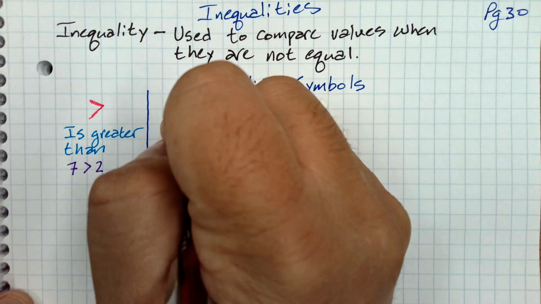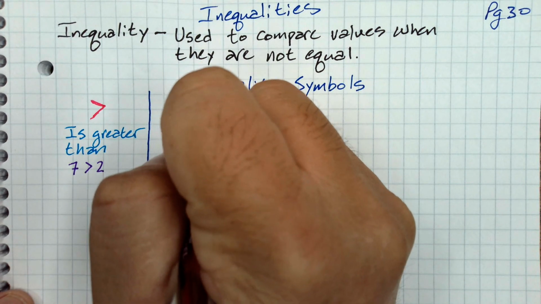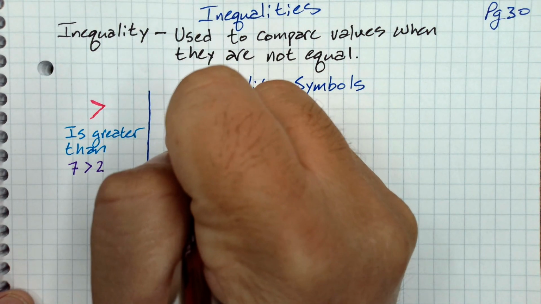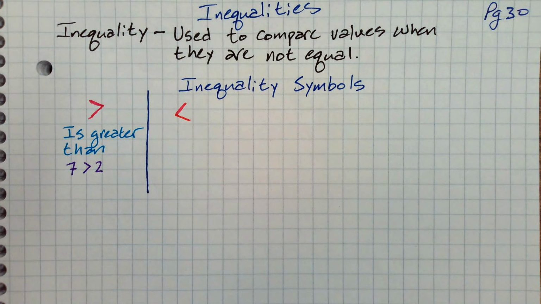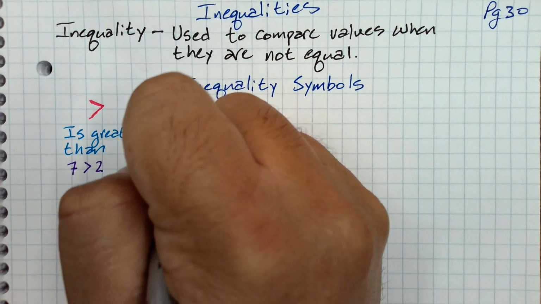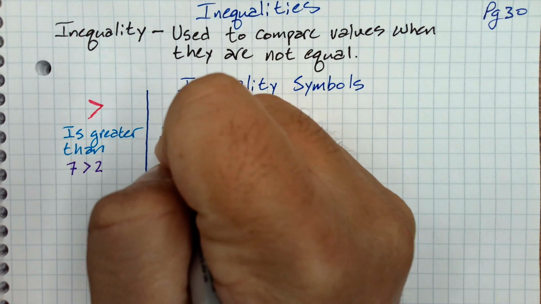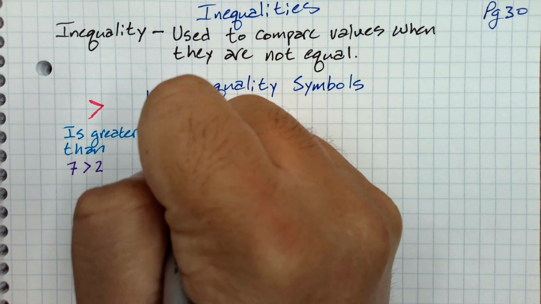We also have its partner in crime. Anybody know what we call this one? Less than, or is less than, to be exact. But we all say less than. I do too.